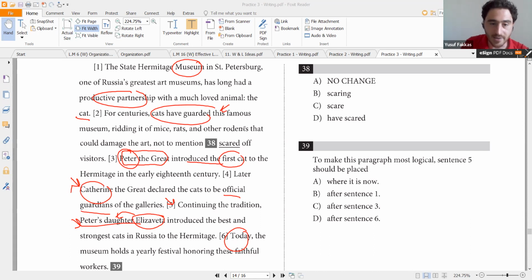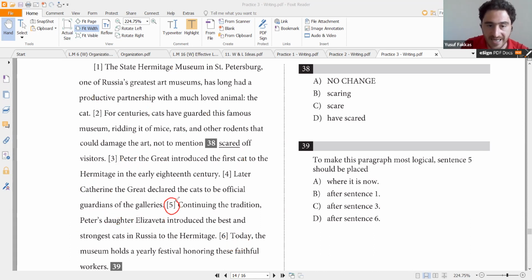So the sentence that I have, sentence number 5, actually should be here, right? That means I cannot keep it where it is now. It should not be, of course, after sentence number 1, but it should be after sentence number 3. So the answer is C.